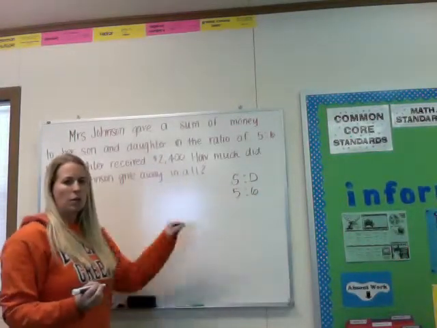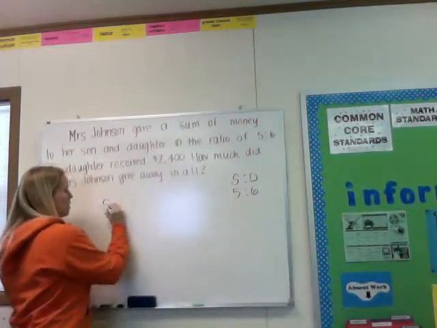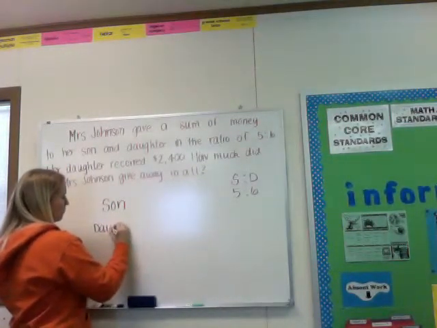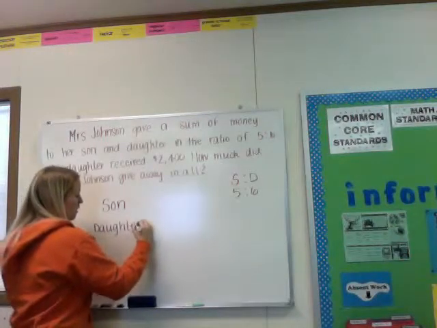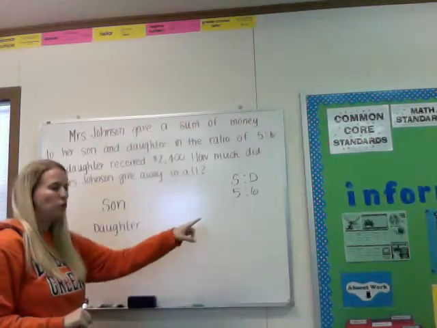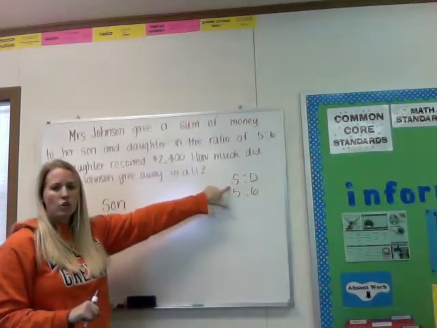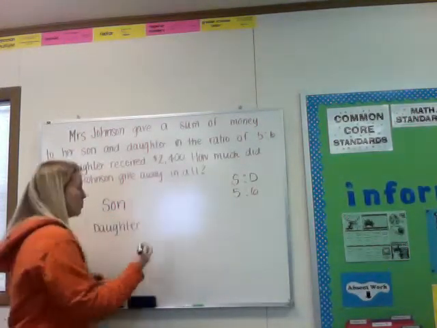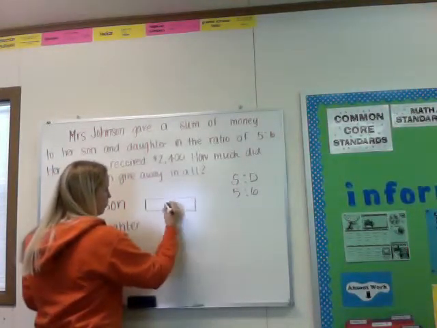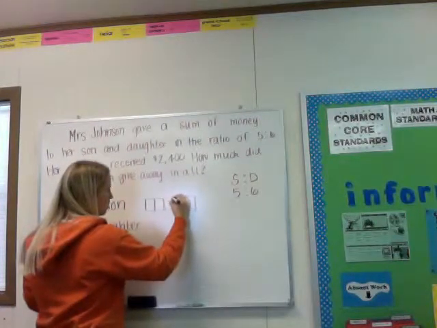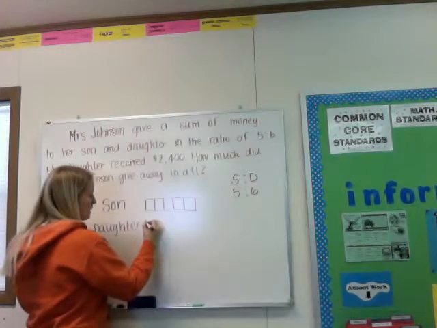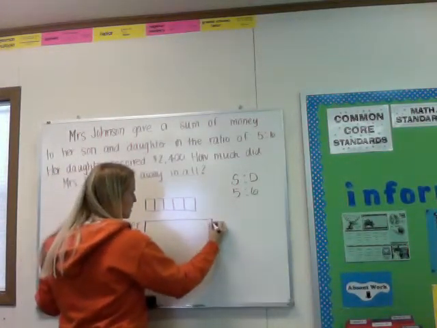This is going to help me when I go to make my bar model. I'm going to have son and then daughter. And then to decide how many blocks to put next to each one, I'm going to look over here. Because under S for son, I have 5, I'm going to make 5 blocks. And under the D for daughter, I have 6 blocks. So I'm going to put 6 blocks under the daughter.